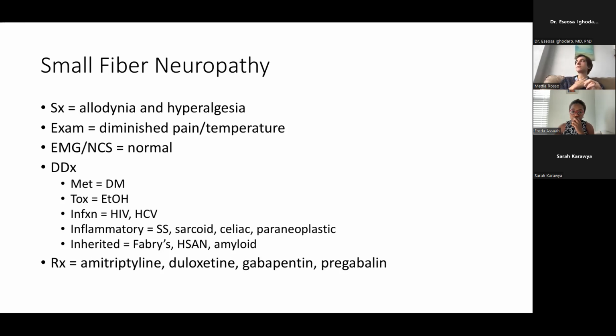Not most, but some of these will be small fiber neuropathy and a large fiber neuropathy. I will say most patients with diabetes have some element of pain, painful tingling, some element of dysesthesia, right? And that goes into the positive symptoms. But some of these folks may have just a small fiber neuropathy. So I think of metabolic diabetes, toxic ethanol, again, HIV, HCV, and then a lot of rheumatologic disorders present this way because of the deposition of antibodies in the small fibers.